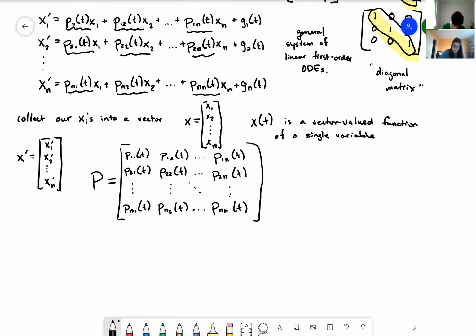And so if we write x prime equals Px, this gives us exactly the homogeneous part.